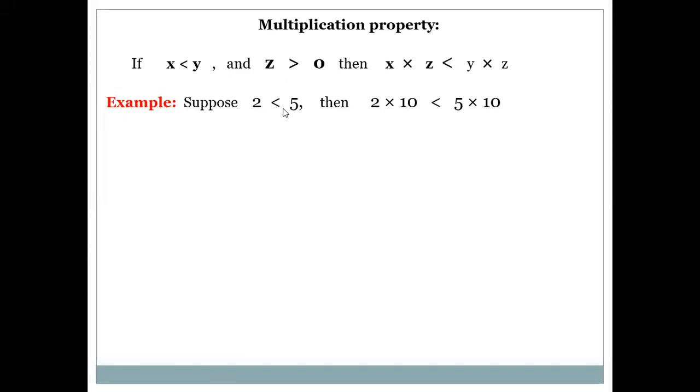Suppose 2 is less than 5, then 2 multiplied by 10 is less than 5 into 10. If we multiply the whole inequality by 10, 2 tens are 20, and 20 is less than 50. So this is true. The property is satisfied, and the sign of inequality will remain the same when the number is positive. Let's see the example.